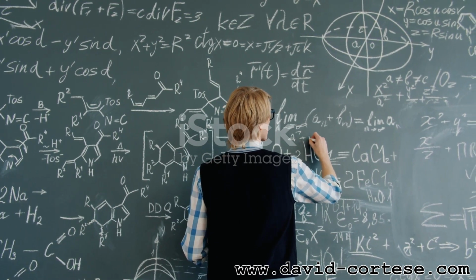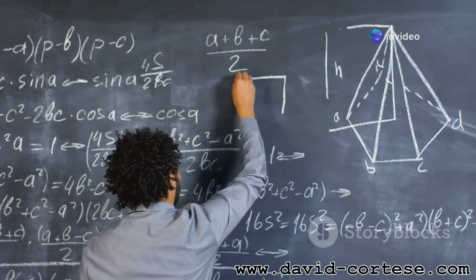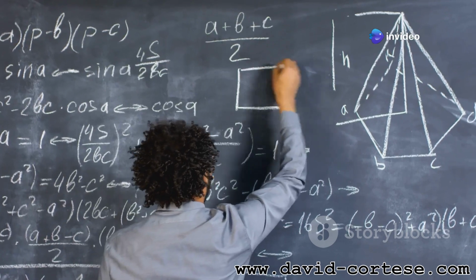Mathematicians use a specific notation to represent limits. It might seem a bit strange at first, but it's actually quite simple. A limit is written like this: lim as x approaches a of f(x) equals L.